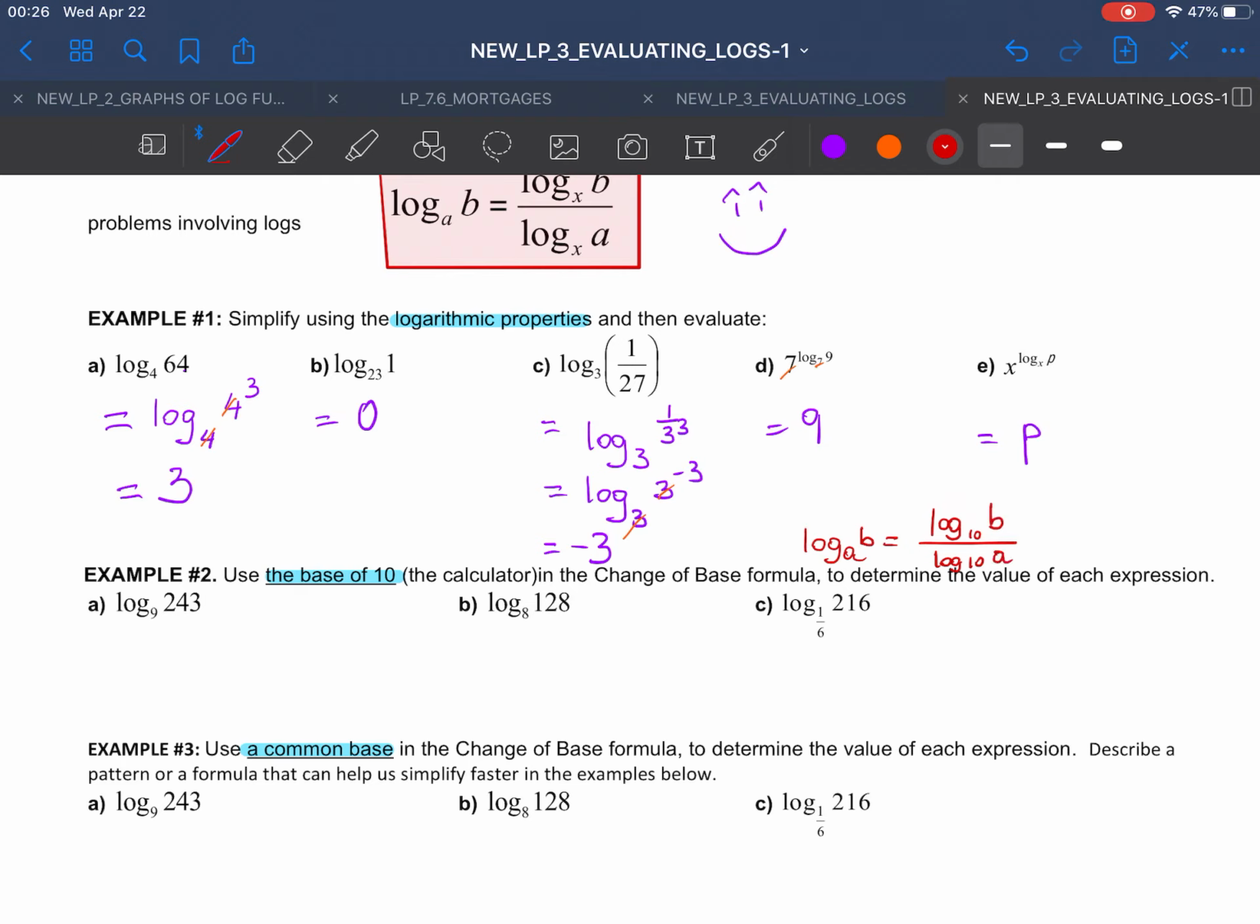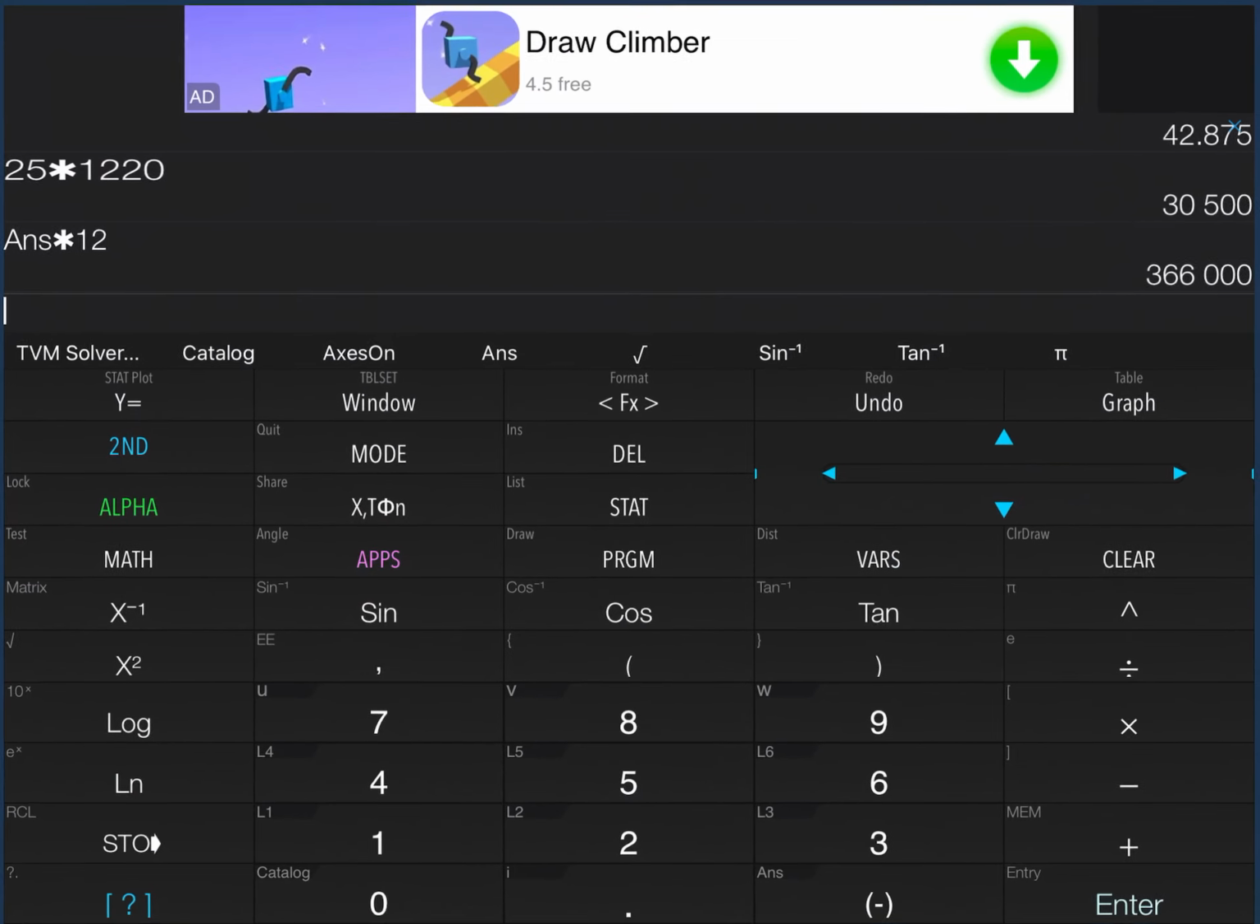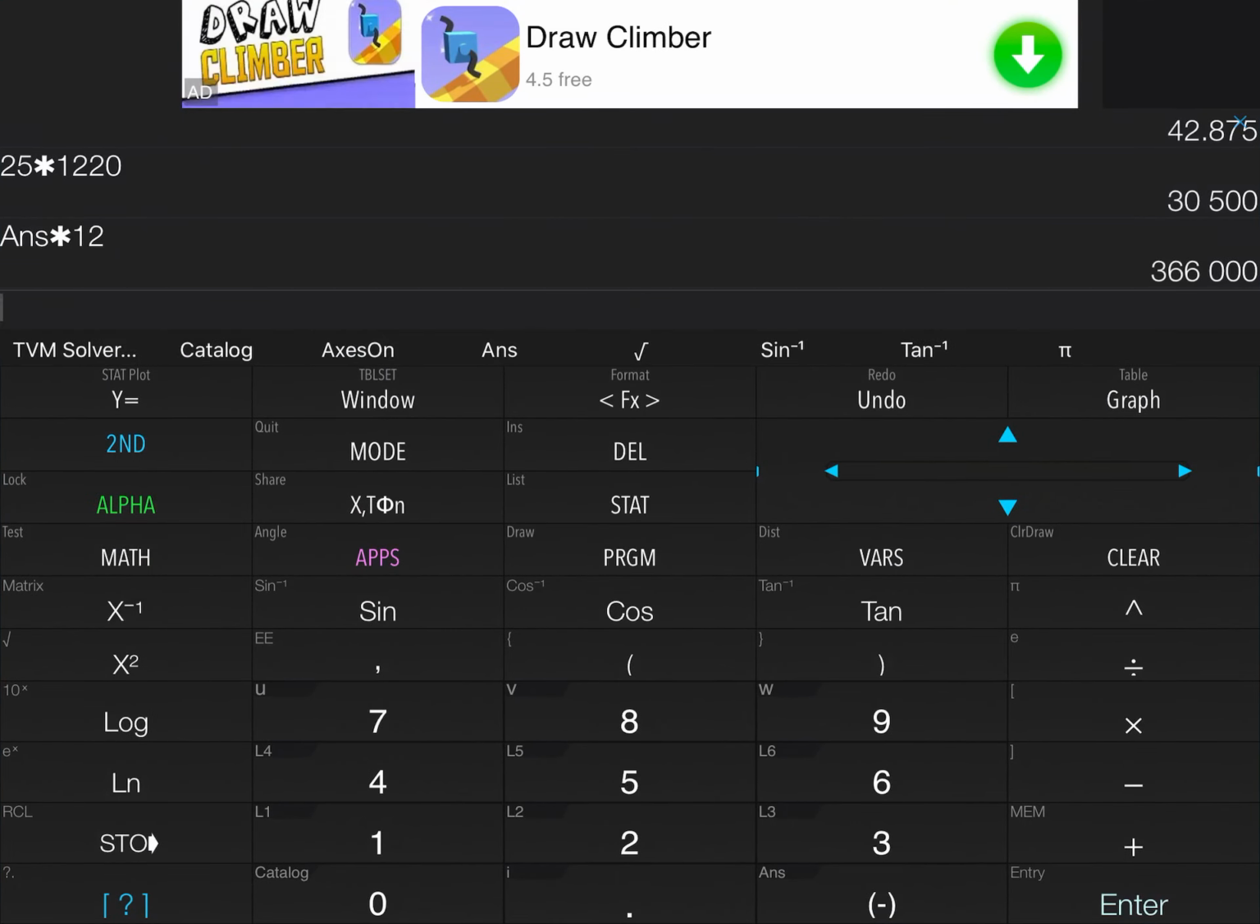So here we go. That means we have log with base 10 of 243 over log with base 10 of number 9. I'm going to use the calculator so that we can practice how to use the calculator in the meantime.